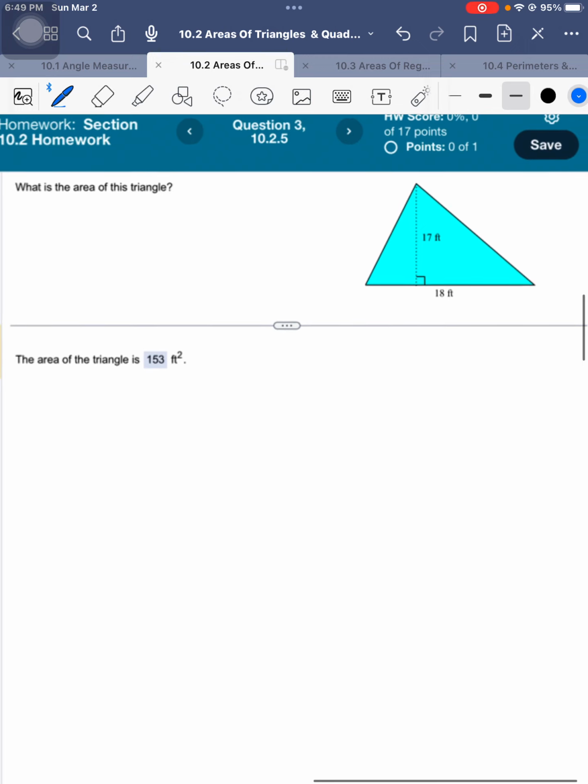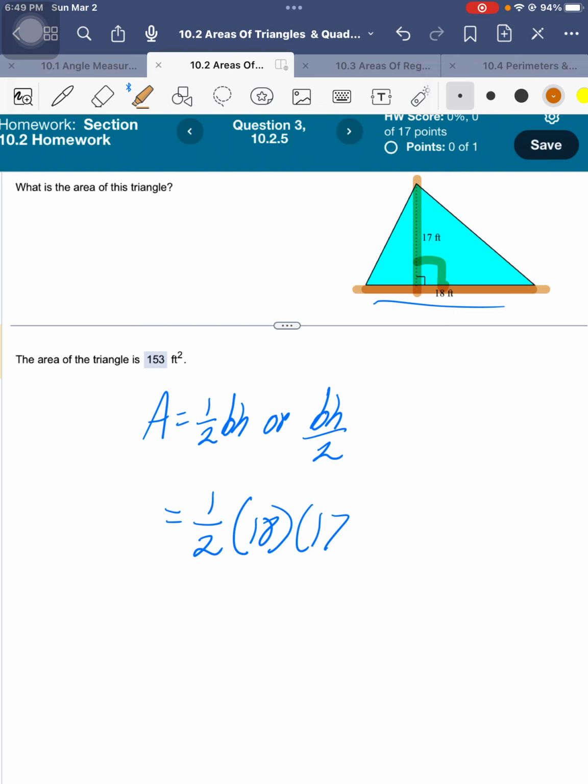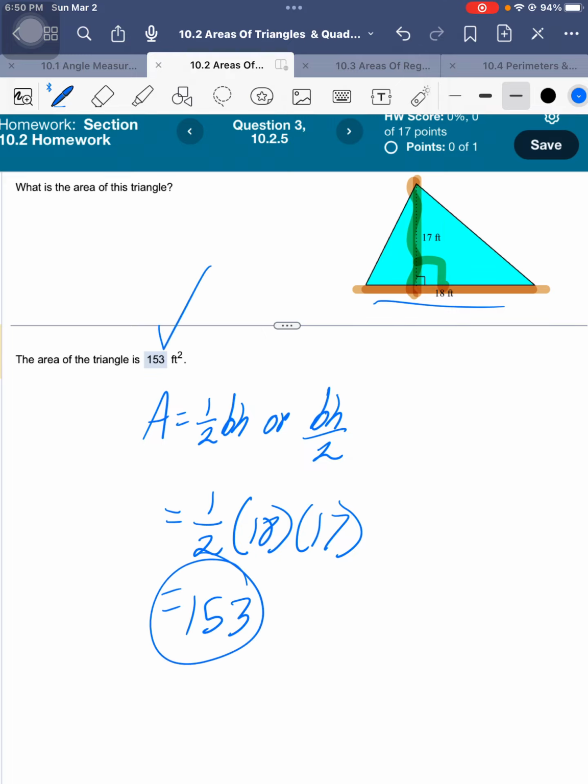Okay, so what is the area of the triangle? Well, we know a triangle's area is half base times height, or base times height divided by 2. Doesn't really matter. I like to do half. So half base is 18 times height, which is 17. Remember, guys, that your base and your height are the two lines that intersect to form that 90-degree angle. Okay? So half of 18 is 9. So what is 9 times 17, which is 153? 153, which is indeed my area.